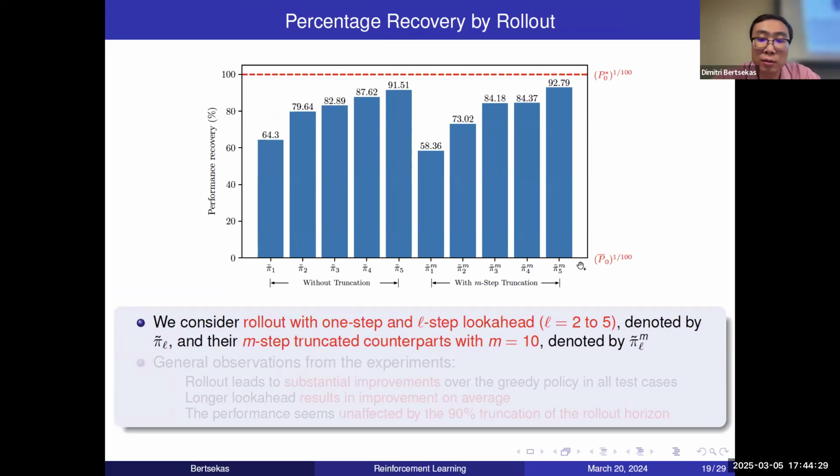The bottom line is the average transition probability under the base policy. Because if you plug in the base policy, you have number 0 in the previous formula. And this line is the optimal policy, right? The percentage recovery from applying the optimal policy. So we want to show how much this gap is recovered by using one-step or multi-step lookahead.